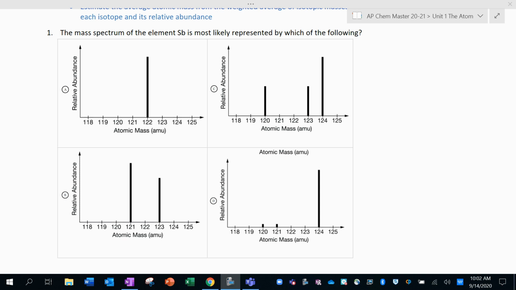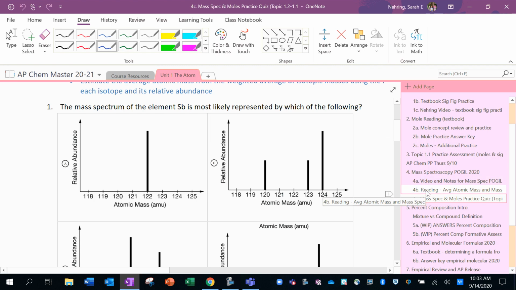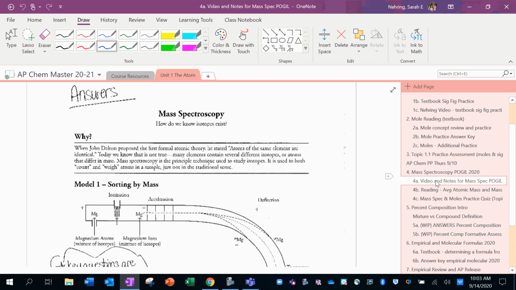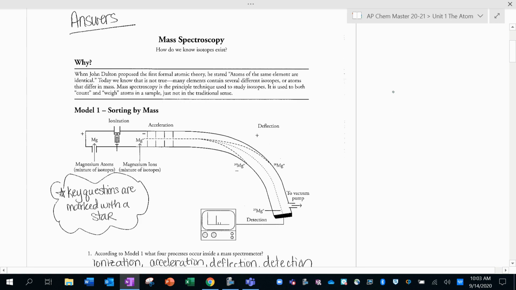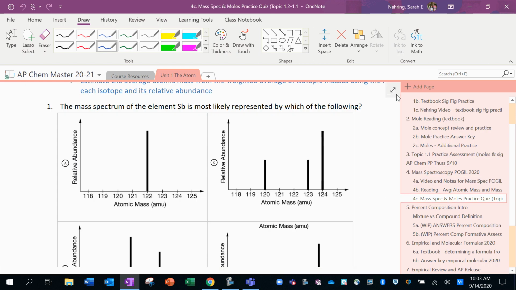In this video, we're going to talk through the formative assessment questions here having to do with mass spec. And as a reminder, before I get started, there's a page here, page 4B, that has a reading on mass spec. There's also a video that I had posted earlier having to do with what we talked about in class last week with the POGL. So there is a reading and a video already out there, but I also wanted to go over these questions.